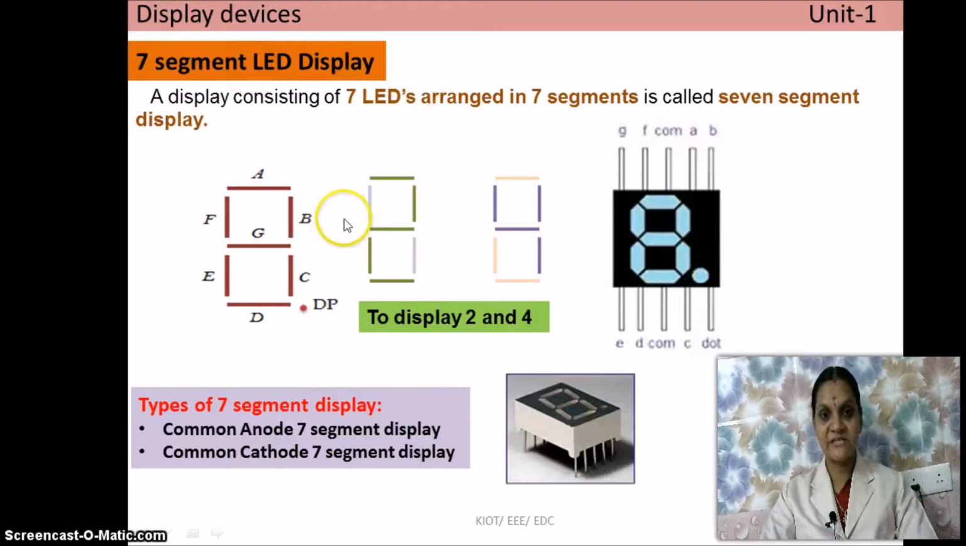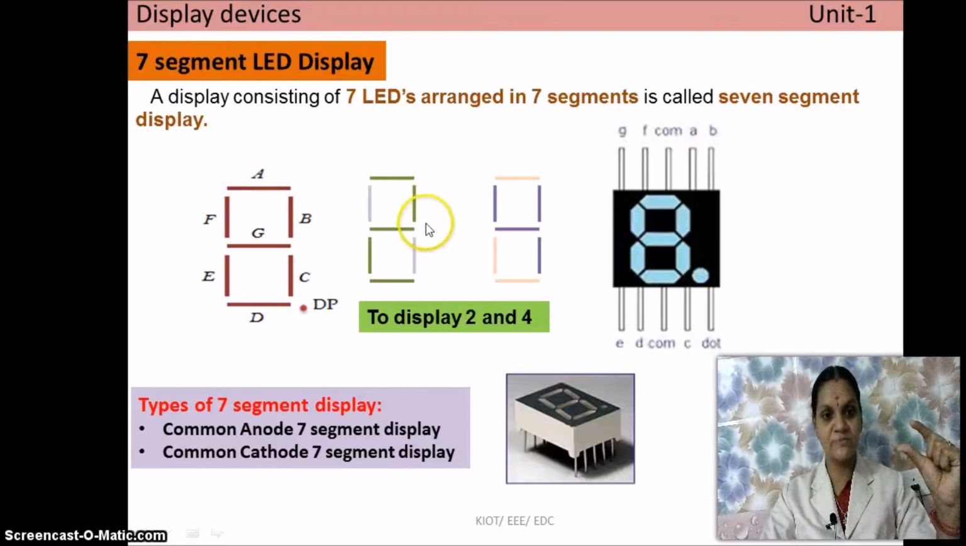Those 7 segments are represented by A to G. A is one segment, B, C, D, E, F and G. These are all 7 segments. And one more thing is the decimal pointer, we are using DP. A single color LED emits light when it is forward bias.